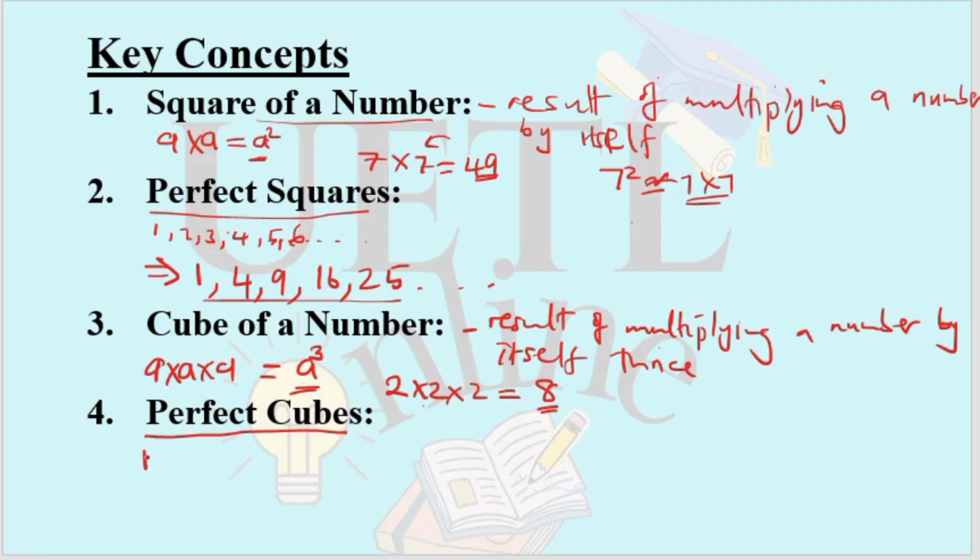We have our natural numbers 1, 2, 3, 4, and so on. If we cube these numbers, multiplying each by itself 3 times, we get perfect cubes. Perfect cubes in this case are 1, 8, 27, 64, and they go on and on. So this is the concept of the square of a number, the cube of a number, perfect square, and perfect cube.